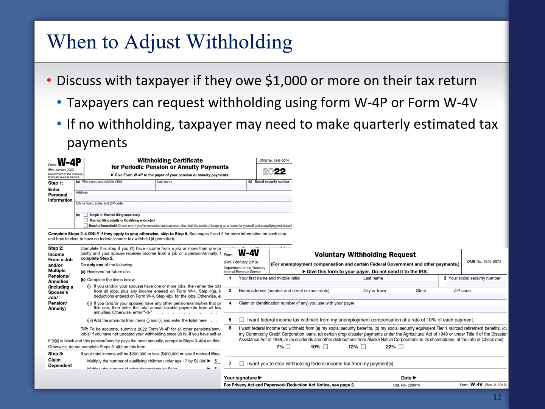TaxSlayer will display an alert if the taxpayer owes more than $1,000. Some retirees are able to adjust their withholding online. If not, they should complete Form W4P or W4V. These forms are not in TaxSlayer and will need to be printed and provided to the client.